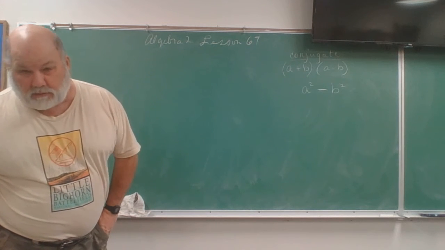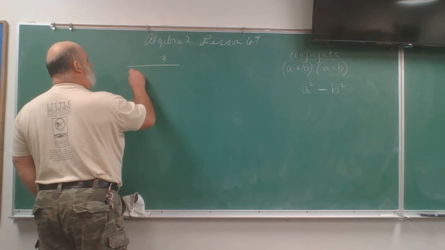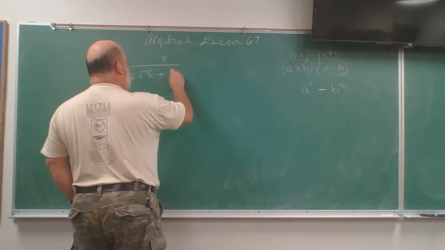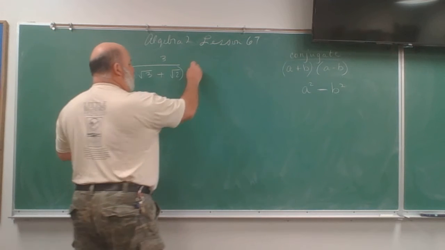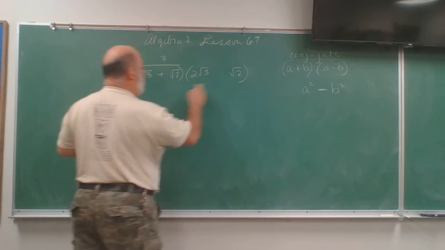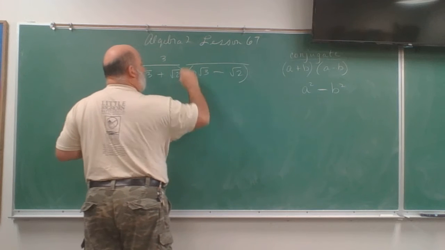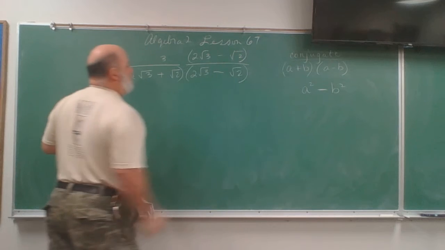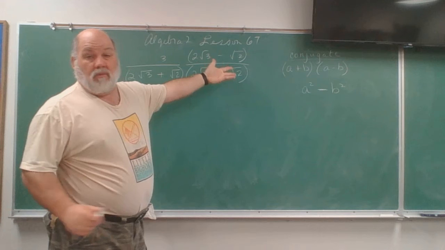Bottom of page 273. It says 3 over 2 square root 3, and I believe it was square root 2, yes it is, plus square root 2. The conjugate of this is 2 square root 3, that doesn't change, and square root 2 over here, but the plus becomes a minus. And in the numerator, on top, same thing: 2 square root of 3 minus square root of 2. Why? Because this over this equals 1. We're multiplying by the number 1.